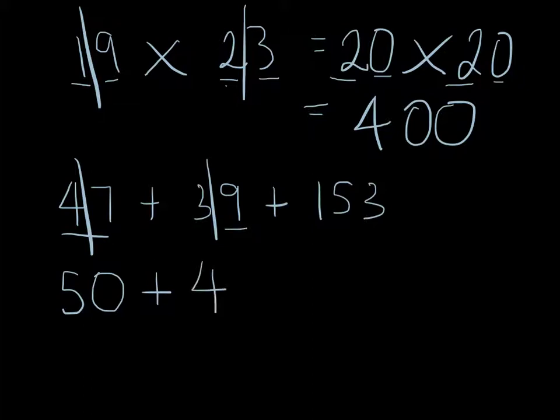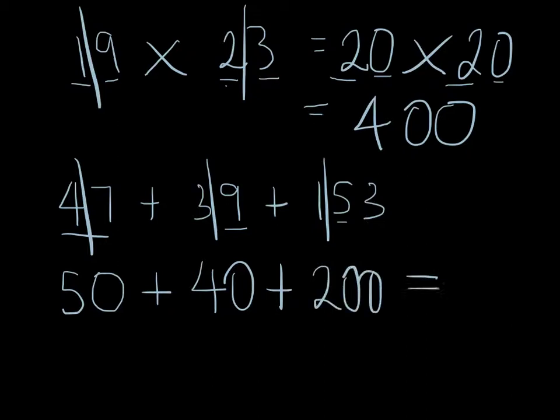Look at 153. Draw a line after my leading digit. Do I round up to the next 100, which will be 200, or do I keep it as 100? Well, 5 is always rounding up, so I round up to 200. Now I can estimate the value of my equation by adding my rounded numbers. 50 plus 40 is 90. 90 plus 200 is 290. Easy.